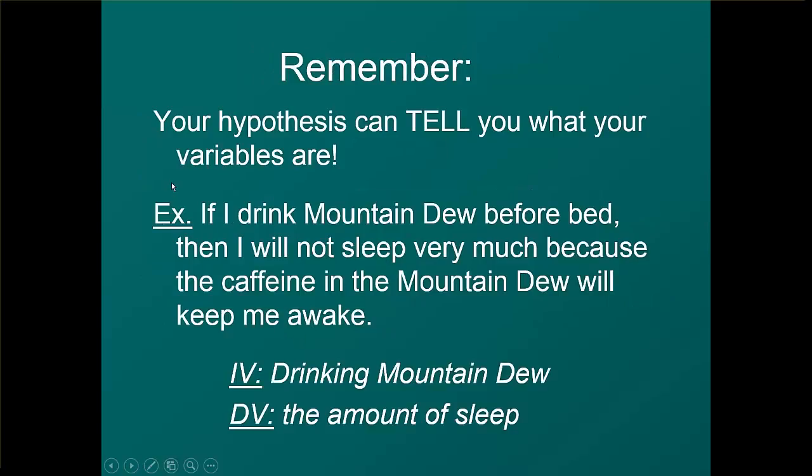All right, so your hypothesis can tell you about your variables. If I drink Mountain Dew before bed, then I will not sleep very much because the caffeine in the Mountain Dew will keep me awake. All right, the independent variable is what you changed. You changed drinking Mountain Dew. Now, the dependent variable is what you measured, and that was keeping me awake, so that is the amount of sleep, and that would be about probably in hours.